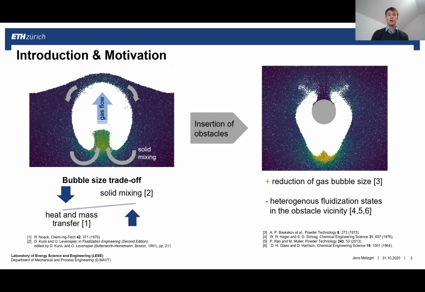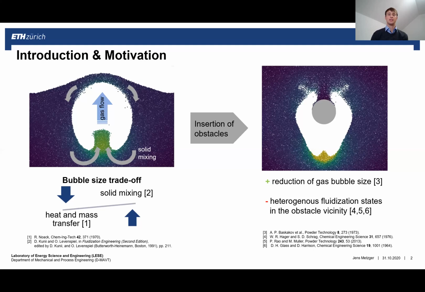One way of doing so could be the insertion of obstacles into the fluidized bed, for example, heat exchanging tubes. As you can see on the right side of the slide, here a tube is inserted into a granular bed and fluidization is performed. We can see that the insertion of the obstacle is effectively reducing the gas bubble size, but in the meantime creates heterogeneous fluidization states.